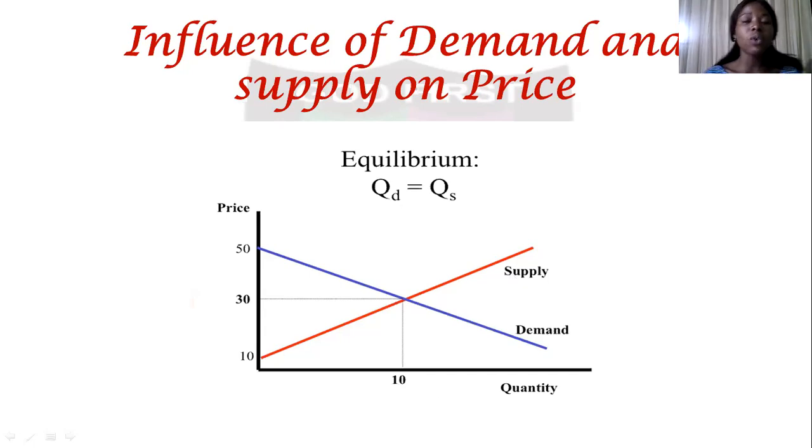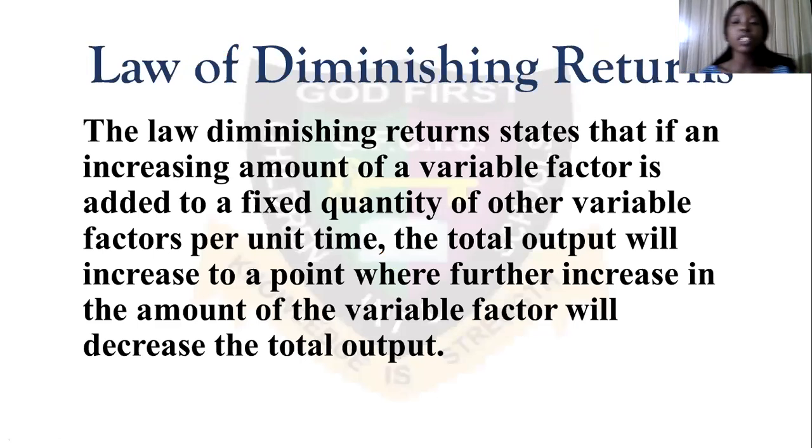Now, next we look at the law of diminishing returns. The law of diminishing returns states that if an increasing amount of a particular variable factor is added to a fixed quantity of other factors per unit time, the total output will increase to a point where further increase in the amount of the variable factor will decrease the output. Now, let me explain what this means. A variable factor is a factor that is changing in amount, while a fixed factor is a factor that is not changing.